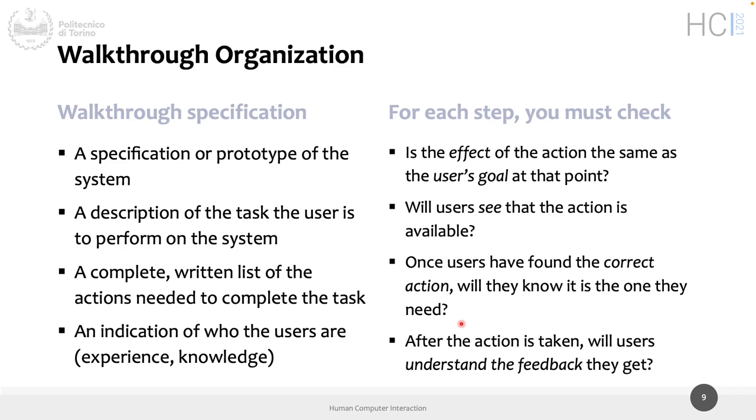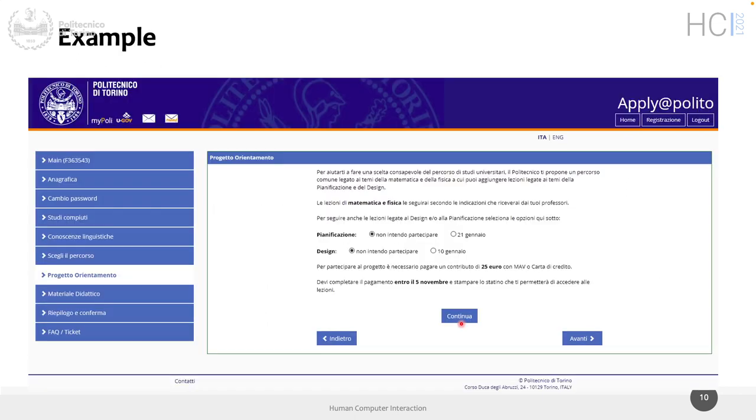And then after the action is taken, will the user understand the feedback? Well, we cannot know now because we cannot really press the button. But yes, you have to pay by clicking continue, and then you will probably see a pop-up for inserting the information about your credit card, and then you will have a PDF with the receipt. That is the one that you have to deliver for entering this room.